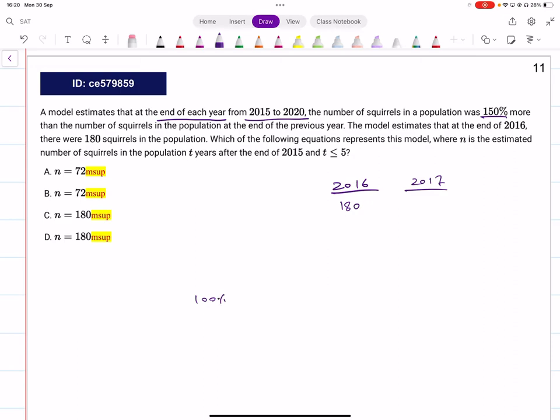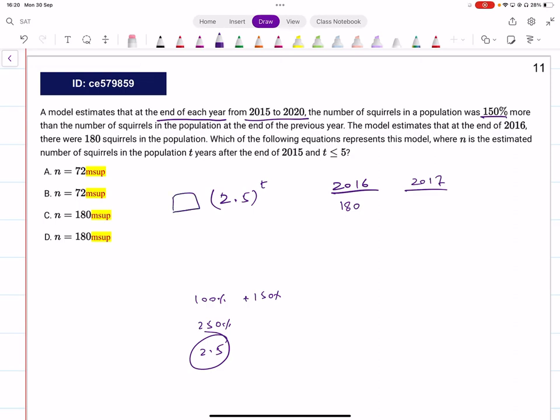2.5. 100% plus 150%, that becomes 250%. So you multiply by 2.5. That is going to be the factor that you multiply. Does that make sense? Okay. Now, it's an exponential function, right? You're multiplying with the same thing. So the factor you figured out is 2.5. So it's going to be 2.5 raised to power something. They're saying t represents the number of years since 2015. So it's going to be like this, 2.5 raised to power t.